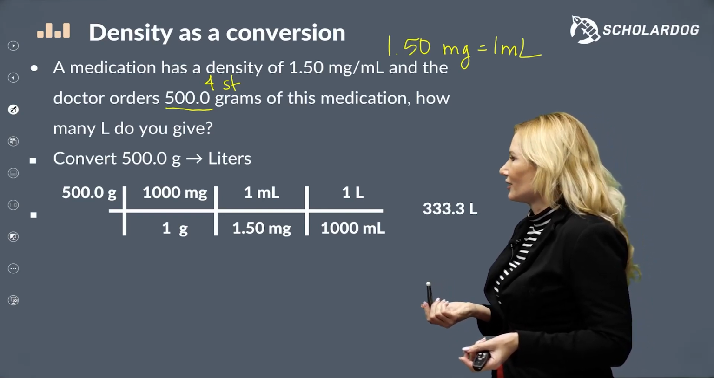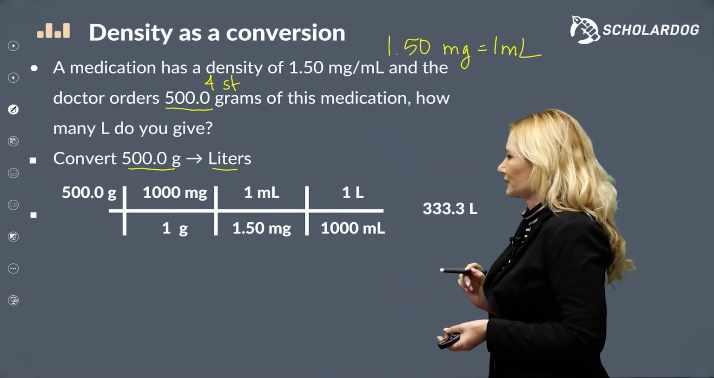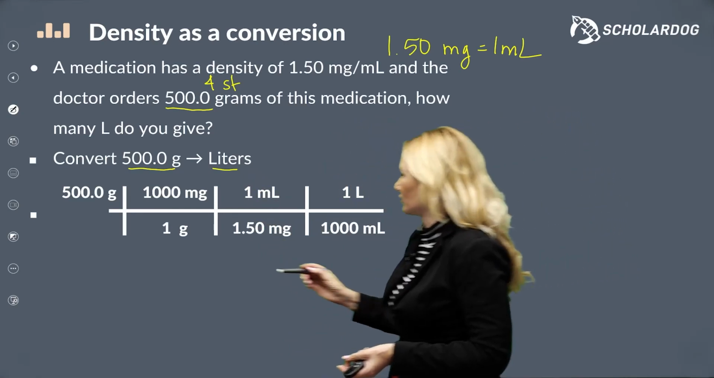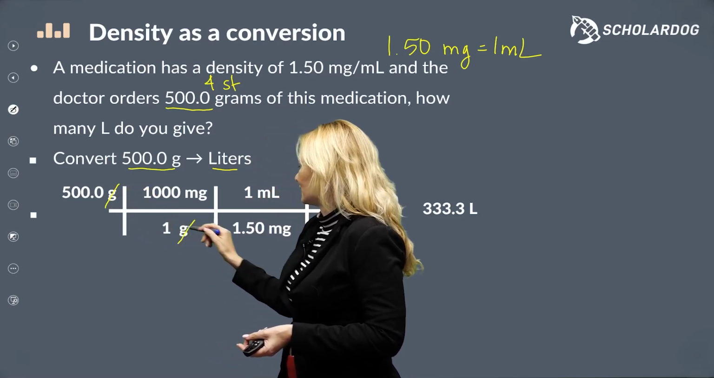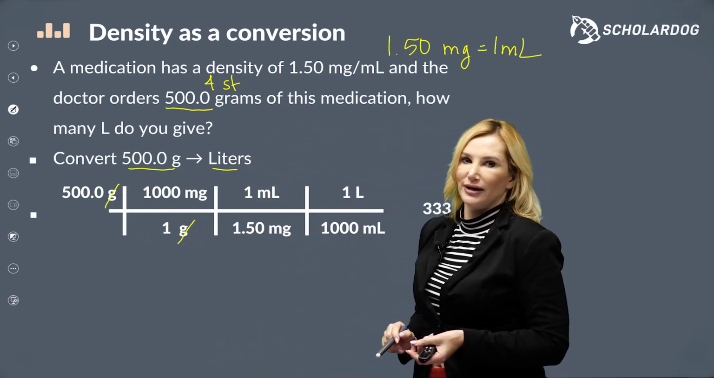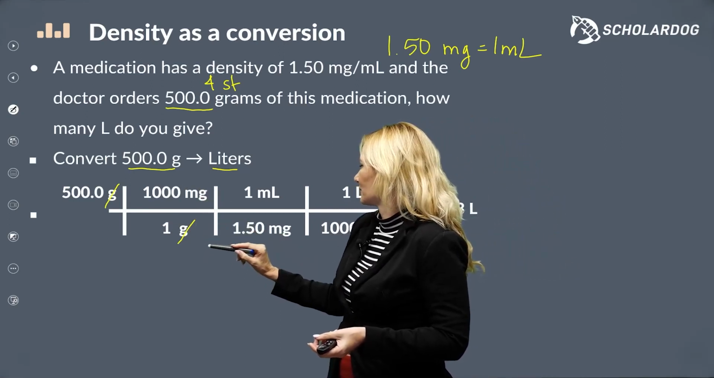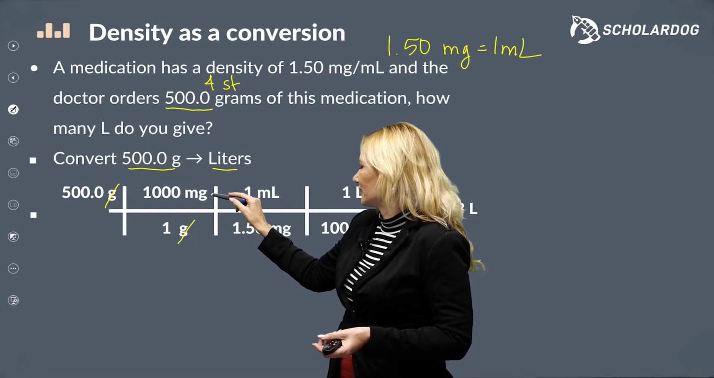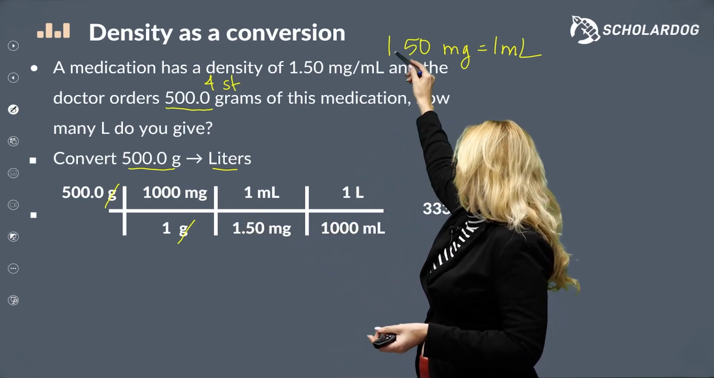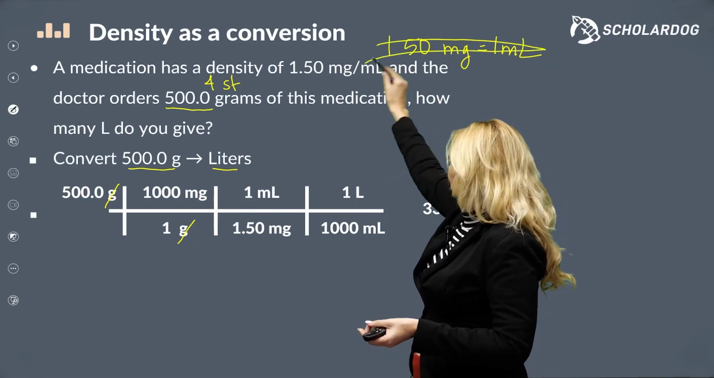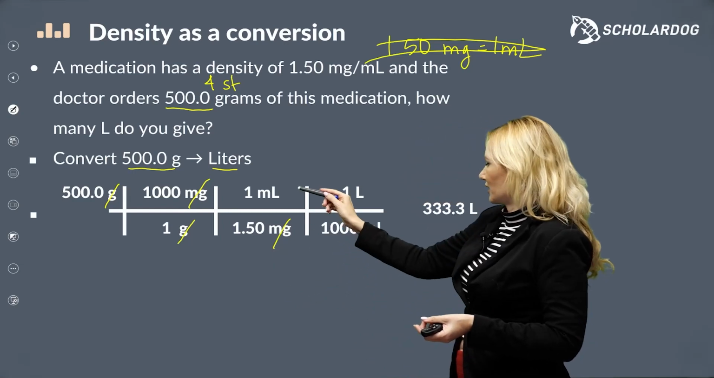So our goal is to convert 500 grams to liters. Start with what you're given, your 500 grams. Make sure that the next unit you have on the bottom, so it cancels out, is gram. And here we're using the prefixes. 1 gram is 1,000 milligrams. Since we have milligrams here, we can use our density here. So we just took this and used it down here. We put the milligrams on the bottom so they'd cancel out, and we got milliliters.